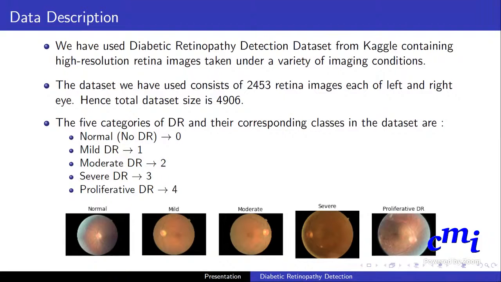In this data set, there are total 5 classes of diabetic retinopathy, which are mapped to the target variable as follows. So normal or no DR is represented by 0, mild DR is represented by 1, moderate DR by 2, severe DR by 3, and proliferative DR by 4. So the below images here correspond to each of those 5 classes mentioned.